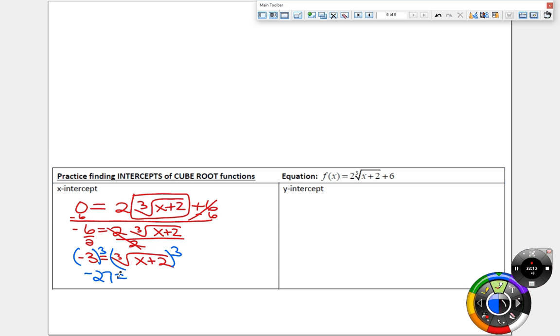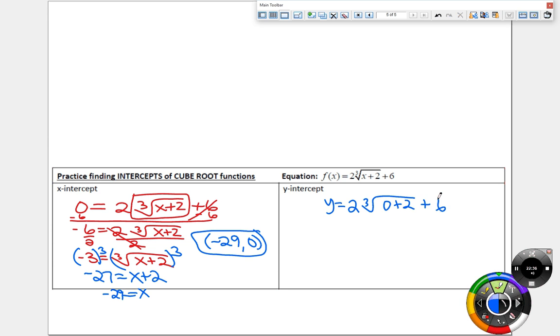So I'm going to get negative 27 equals x plus 2. Okay? And so then x is equal to negative 29. So my x-intercept will be at negative 29, 0. Okay? And then the y-intercept, plug in 0 for x. I do not expect you to know the cube root of 2. Again, I just expect you to be able to write it. So this is as simple as we can get. So the y-intercept is 0, whatever this number is.